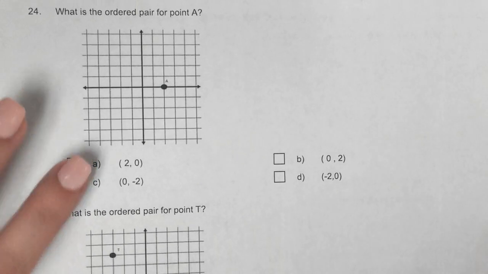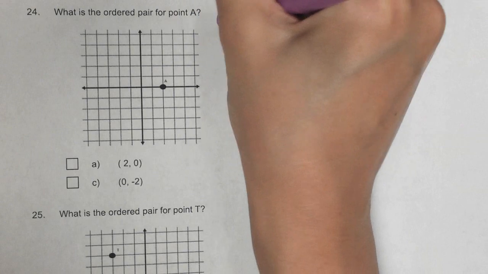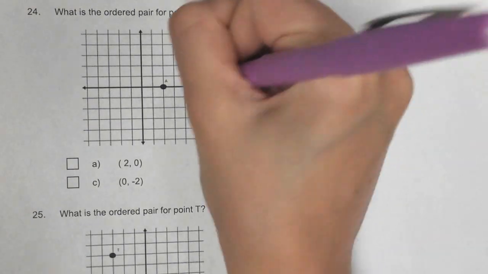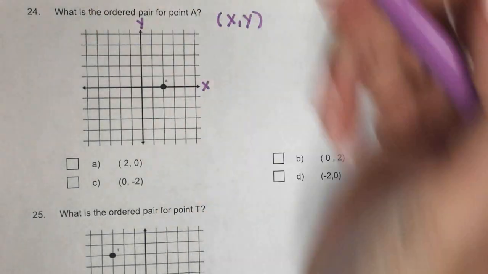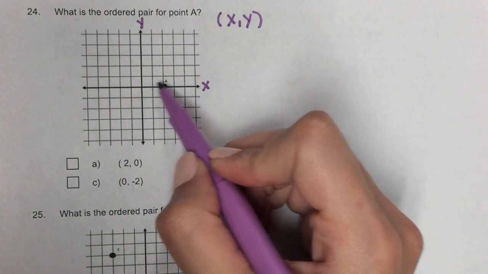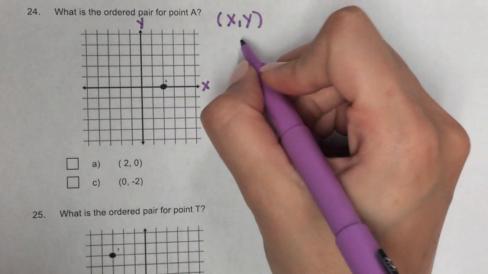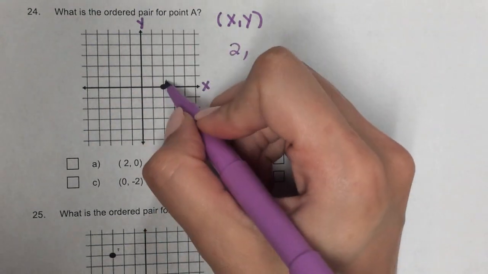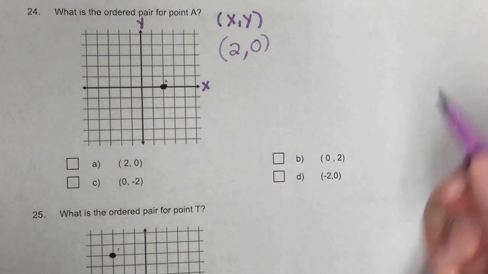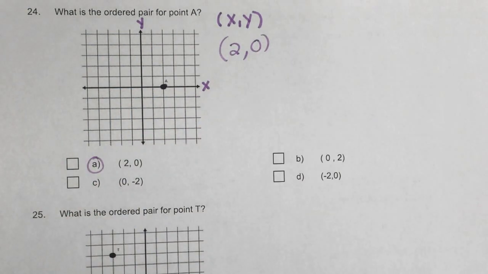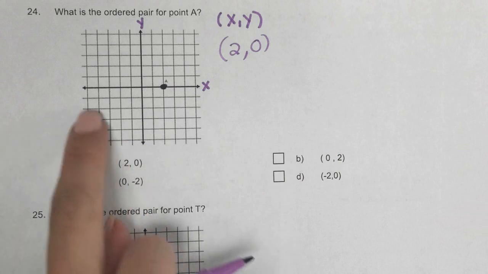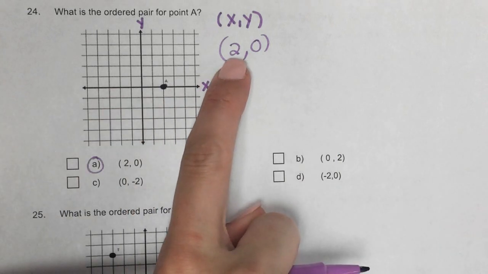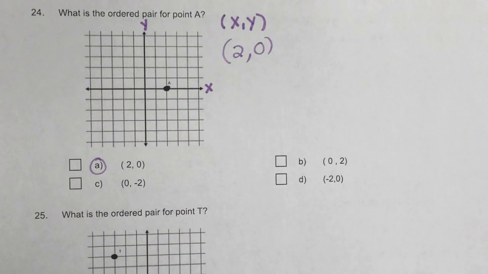What is the ordered pair of point A? So remember, we write ordered pairs x, comma, y. This is your x, this is your y. So on the x, it is 2. On the y, it's at 0. Which you can also remember, this is an x-intercept, so it has to have an x value and the y is 0.